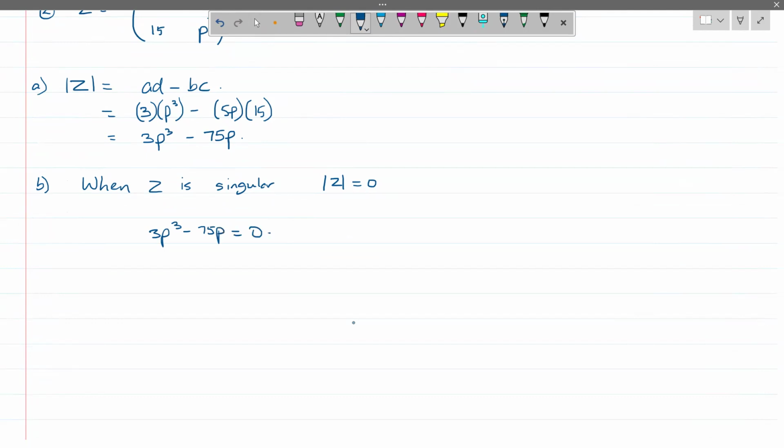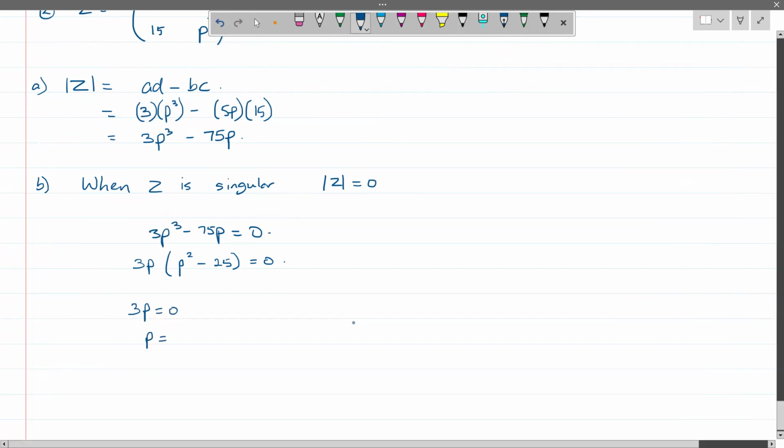Now, what you'll need to do for this, you'll have to bring in some of your algebra skills. So let's factorize this, right? If we factorize this, we could take out 3P and we remain with P squared minus 25 is equal to 0. So separating that, we could have 3P is equal to 0. In that instance, P would be equal to 0 divided by 3. P is equal to 0.